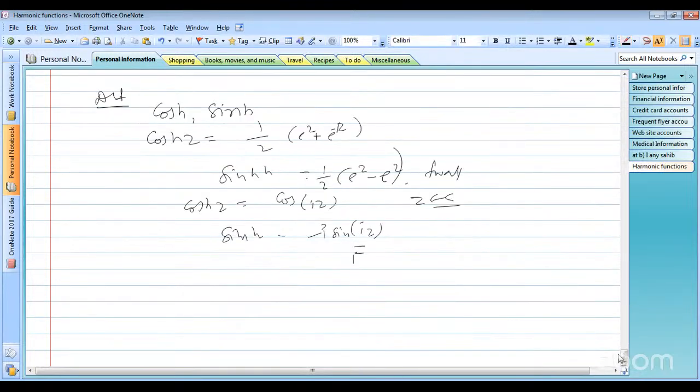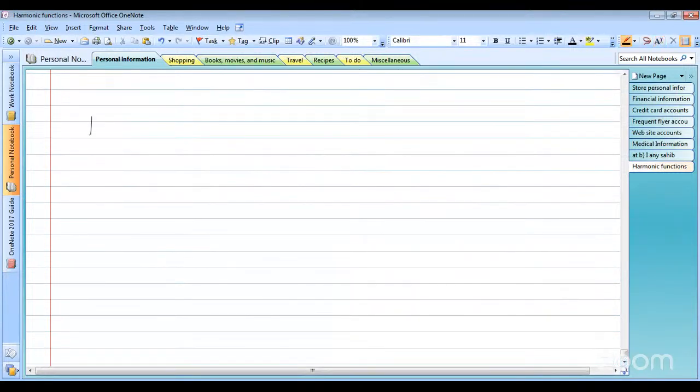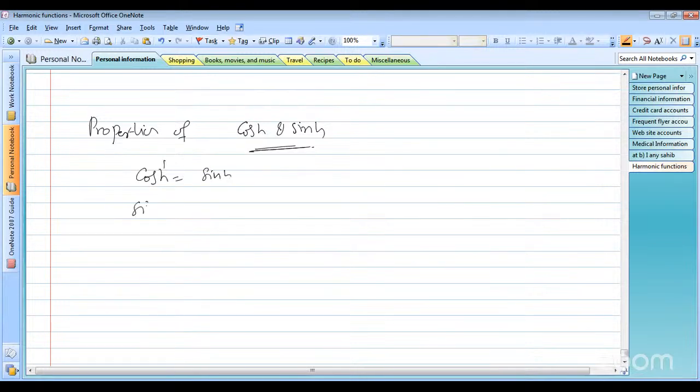Properties of cos h and sin h. Cos h and sin h are entire functions. The derivative of cos h is sin h, and the derivative of sin h is cos h. Cos h is an even function, sin h is an odd function. Here cos square theta plus sin square theta is 1, but for hyperbolic functions cos h square z minus sin h square z is equal to 1.